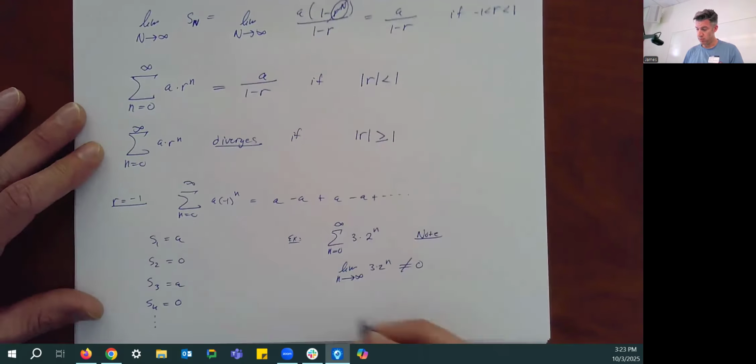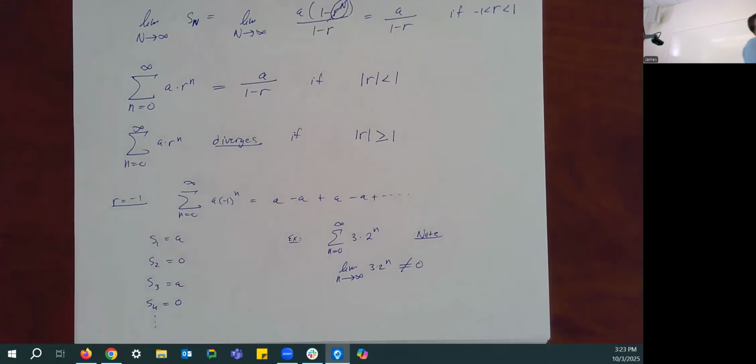Why are we starting at 0 instead of 1? Really, because the formula works nicely if you start at 0. I don't actually prefer to start at 0, but generically in the textbook, they usually start at 0 so that you can write it as a over 1 minus r.